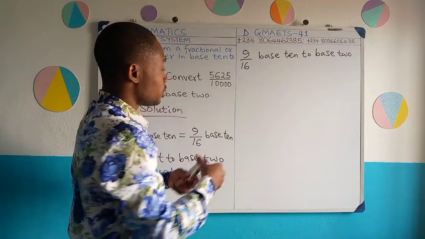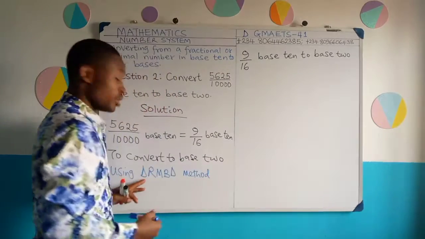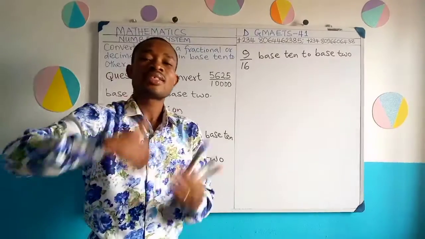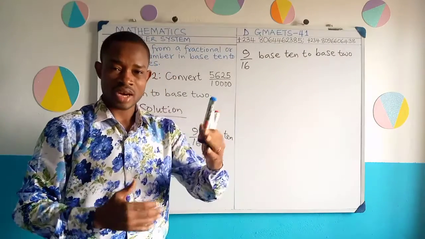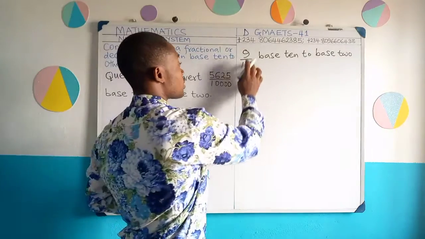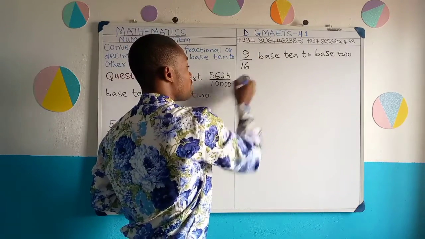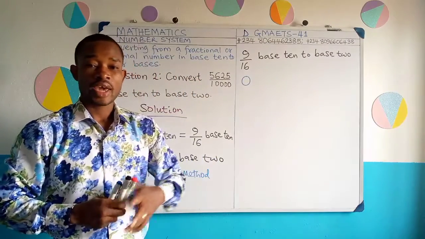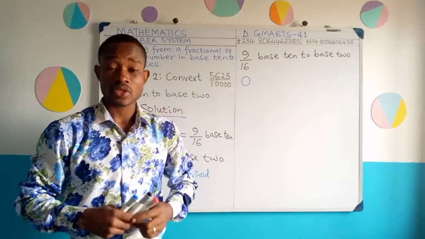So this is what we're going to do. We're going to divide first. So 9 divided by 16. Can 16 divide 9? No. 9 is smaller than 16, so it cannot divide. It means that 16 can go into 9 0 times. Let me use blue marker. I've explained this concept before, when we introduced number system.